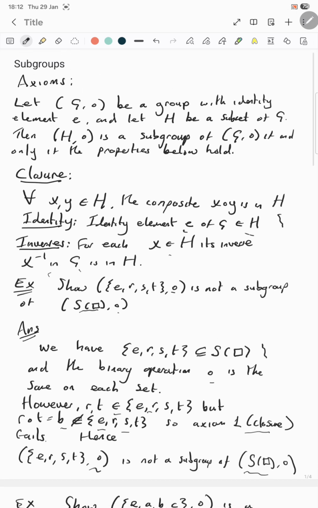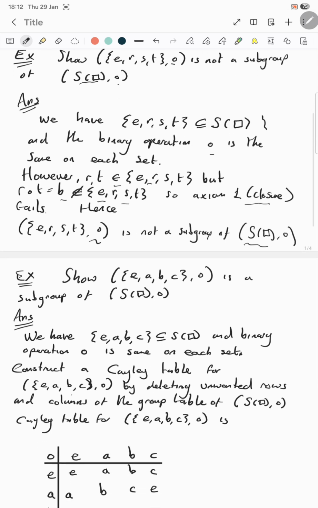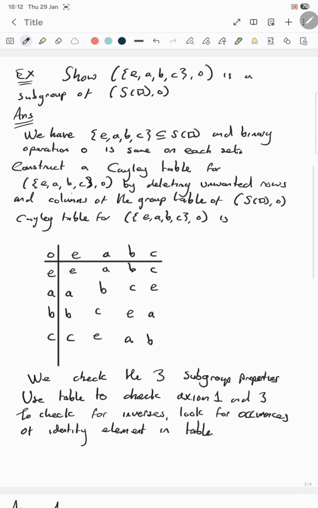Now, if you remember before, these are all our symmetries of the square, and these are the reflections, and we have rotations A, B, C, and so on. Now, example: show {E, A, B, C} under composition is a subgroup of S square under composition. Now, the answer: we have {E, A, B, C} contained in S squared, and the binary operation composition is the same in each set. We construct a Cayley table.